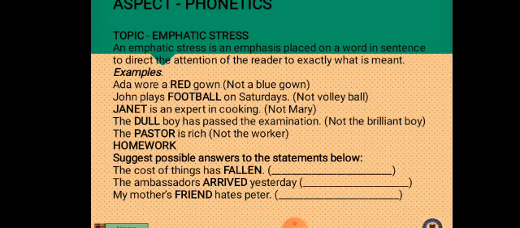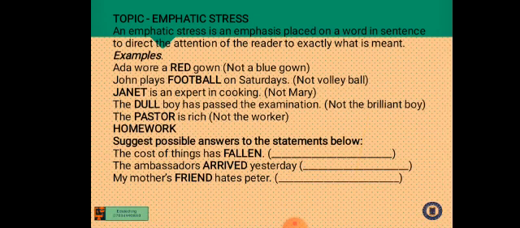Number 2, the ambassadors arrived yesterday. We are going to write the ambassadors. You choose an opposite word to arrived here and put it in this space. Number 3, my mother's friend is pets. You are going to choose the opposite of friend and replace it. Is that understood? Any question?